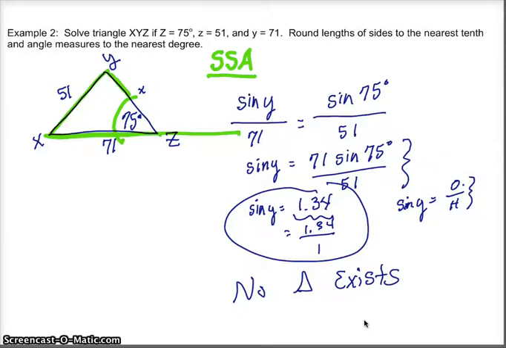So let's finish up with example number 3. Solve triangle XYZ, and we are given the given information. So let's go ahead and draw our triangle. Remember, I'm just drawing a generic triangle. Angle Y is 40 degrees. Side Y is 54, and side X is 62. So I don't know the values of angles X or Z, or side Z.